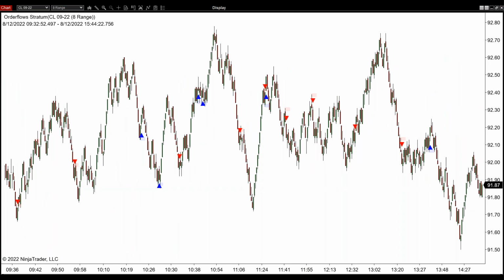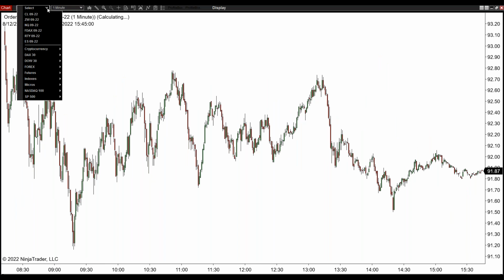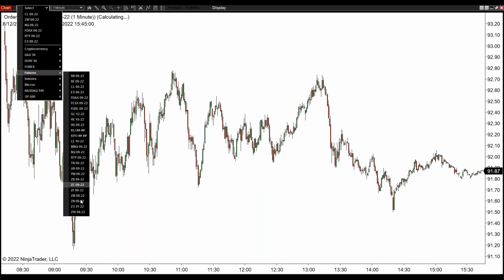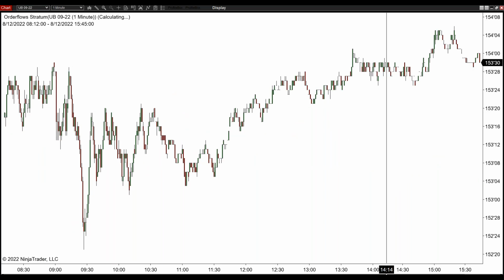Steve asks, I'm new to your order flow tools. Is Stratum a good place to start? Or another one like Pulse or something else? I like to trade ultra bonds. No, it's a good place to start. Let's go back to the ultra bonds here, UB. So ultra bonds is a great contract to trade.